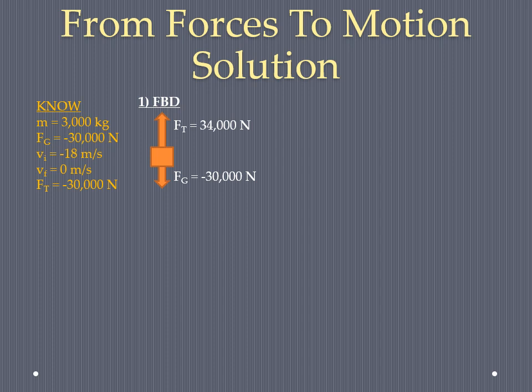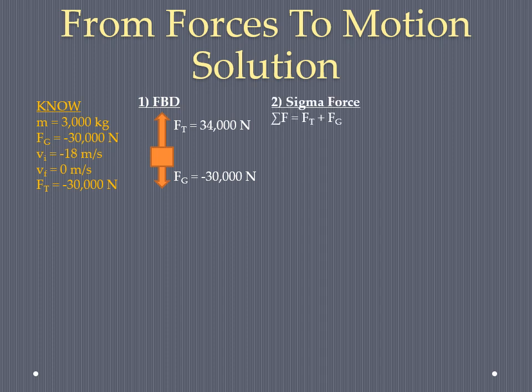A couple things to note: this is an unbalanced free body diagram. This elevator is going to be accelerating. The extra force is upward, which should make sense because the elevator is going downwards and slowing down. So we should have acceleration in the opposite direction from the motion.